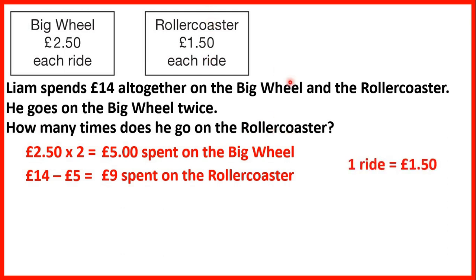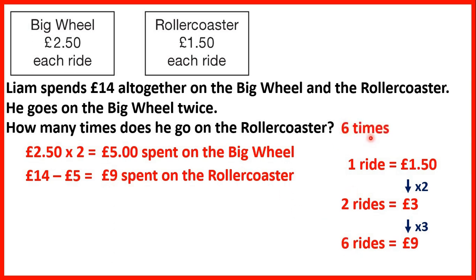Now the roller coaster is £1.50 for one ride. That means if we times by 2, £1.50 times 2 is £3, so 2 rides make £3, and he spent £9 altogether, and if we times £3 by 3, we get £9, and 2 times 3 is 6, so that means 6 rides cost £9, and because we know he spent £9, he must have gone on the roller coaster 6 times.